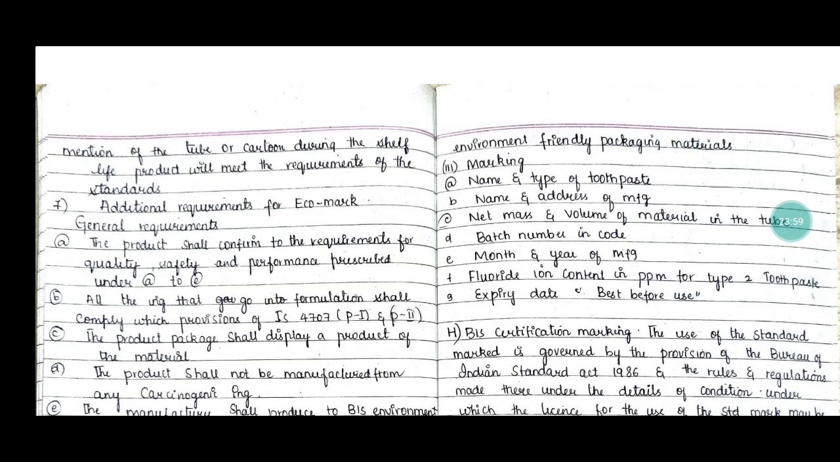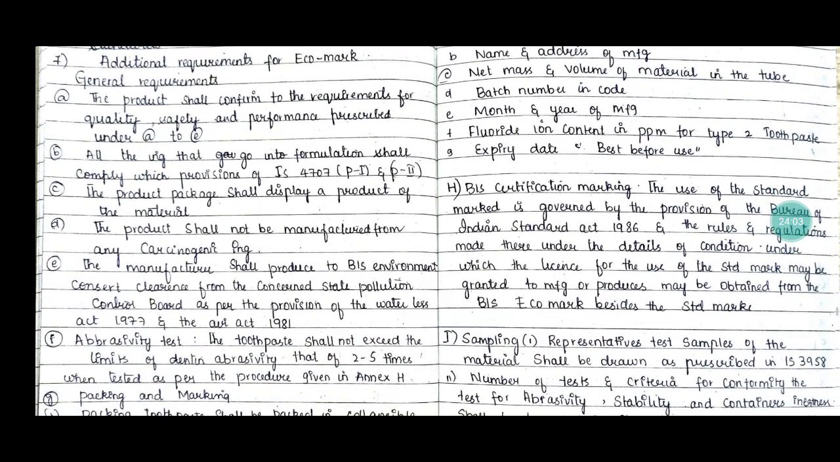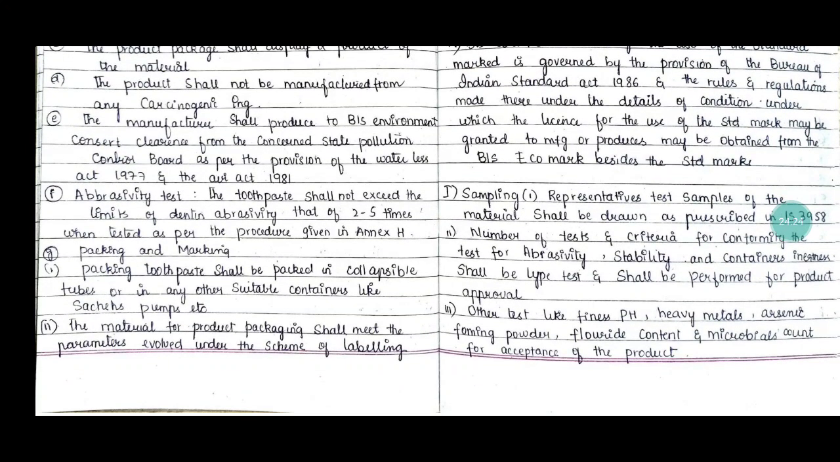Number 7, that is additional requirement for the eco mark. In that, general requirements are present. The product shall conform to the requirements for quality, safety and performance which are prescribed under A and E. Then these are the steps which come under the general requirement: abrasive test and packing and marking.